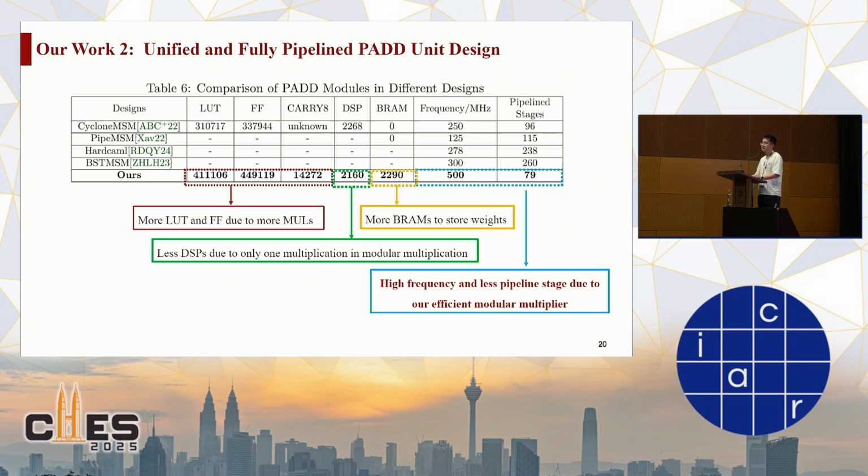Table 6 shows the comparison of point addition units in different designs, and we can see that our design consumes more lookup tables and flip-flops because we adopt the algorithm which contains many modular multiplications. Our design consumes fewer DSPs because there is only one multiplication in our modular multiplications. More block RAMs are used to store the pre-computed weights, and high frequency and fewer pipeline stages are attributed to our efficient modular multiplier.